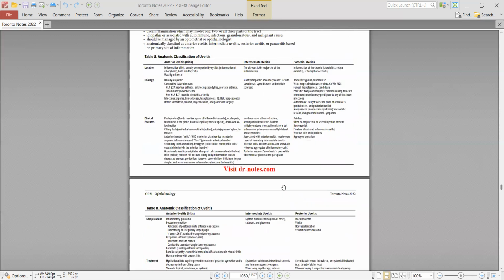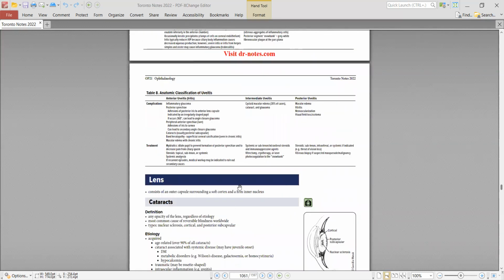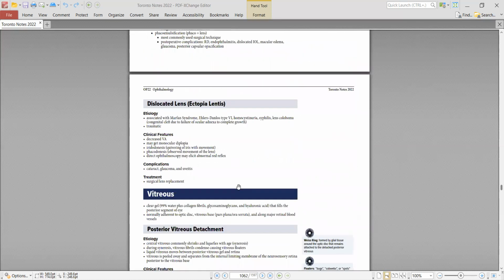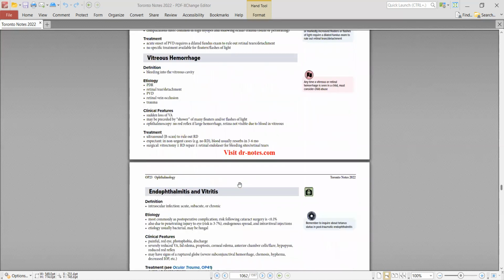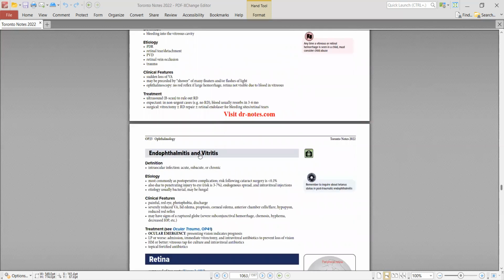Okay, now the next one is endophthalmitis and vitritis. Endophthalmitis and vitritis are intraocular infections.